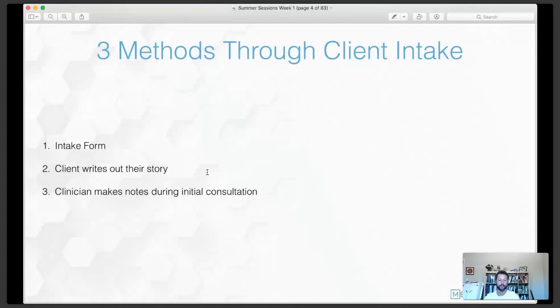So the third part is when you're actually working with the client during the initial consultations, and I should say throughout the entire process of working with the client, taking extensive notes that will help to pull apart these 7 mechanisms.